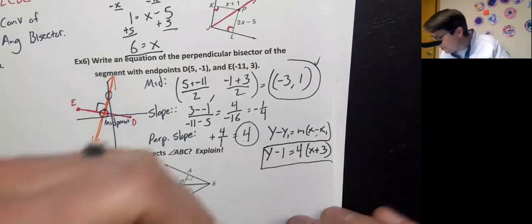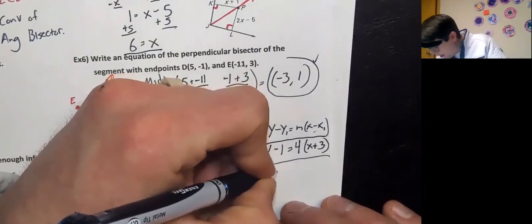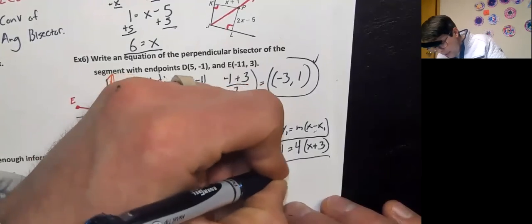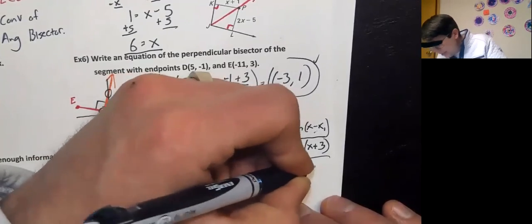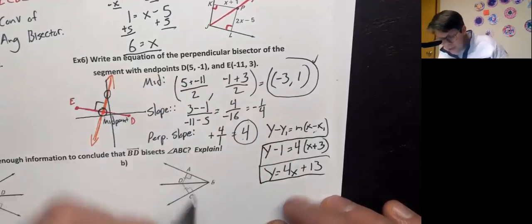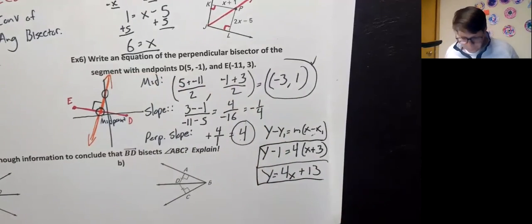Now, if you are a big slope intercept form fan, you can do it that way as well, but it's not as easy. So it takes a little bit longer, and you might not like it as much. Here's the same equation in slope intercept form.